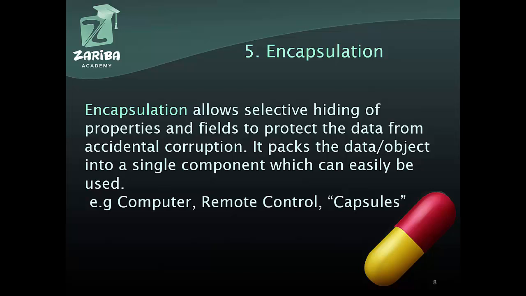Encapsulation is a concept in object-oriented programming that normally you should follow. I've mentioned it once when we were talking about the difference between properties and fields, but here I would like to stress it a little bit more. Encapsulation allows selective hiding of properties and fields to protect the data from accidental corruption. I will get back to that.